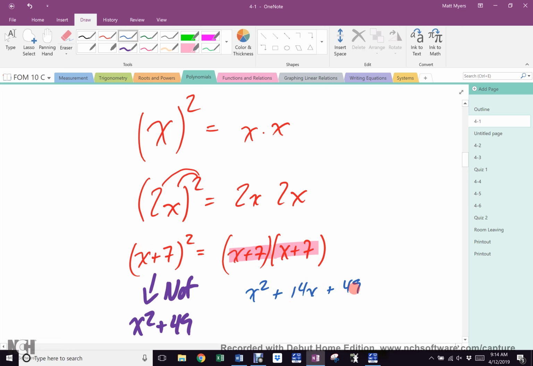Same way we did with the little shortcut. 7 plus 7 is 14. Now, if I was writing it out in the long way, it would be x squared plus 7x plus 7x plus 49. 7 and 7, 14. But because I only have a single letter at the front, I can do the little shortcut. Everybody cool?